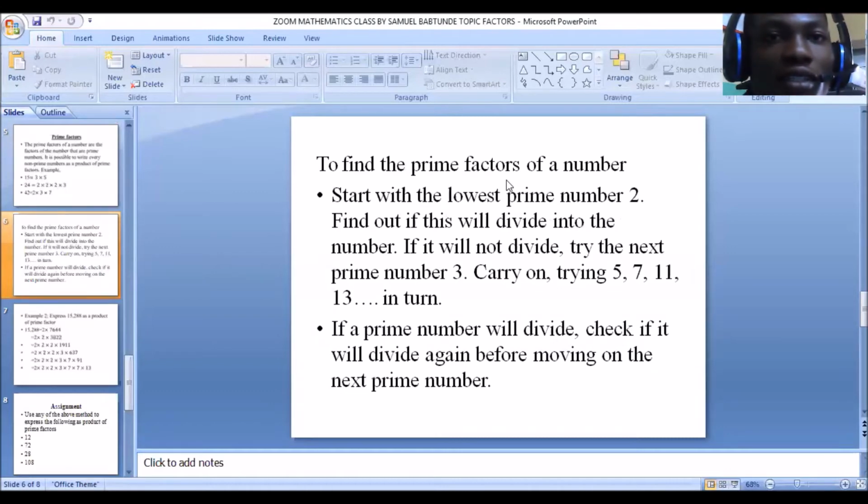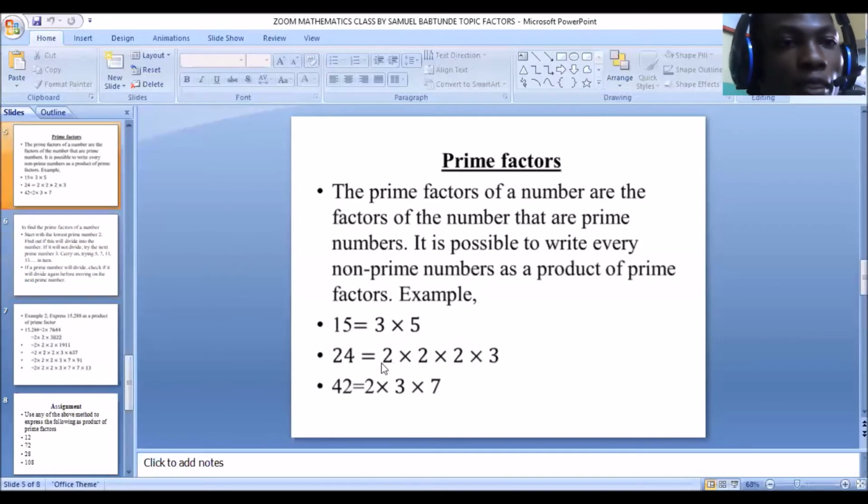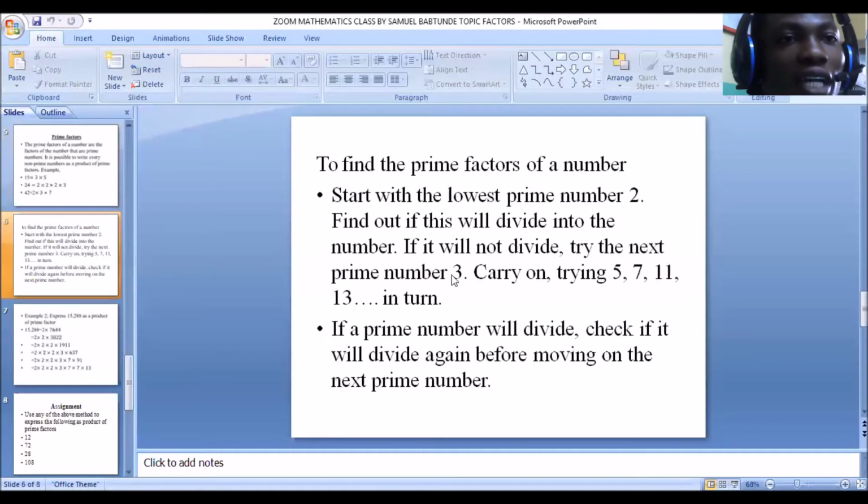For me to be able to get the prime factors of a number, like we have here now, 24. For me to get the prime factors of 24, what do I do? I start with the lowest prime number, 2. Yes, 2 is the lowest prime number. 1 is not a prime number. We've seen that already, that 1 can only be divided by itself. So it's not a prime number, because prime numbers are numbers that can be divided by themselves and 1. So we start with the lowest prime number, which is 2.